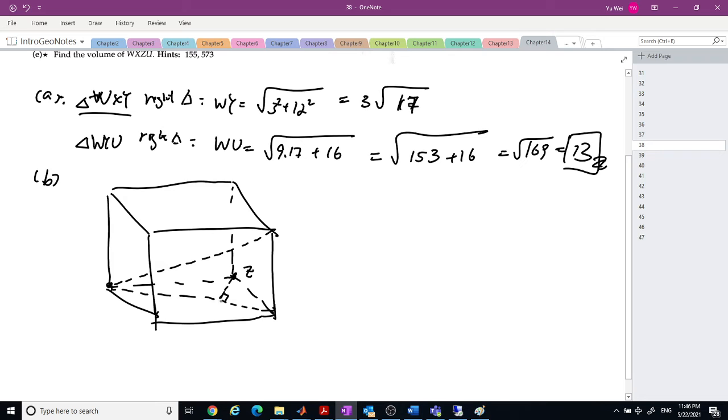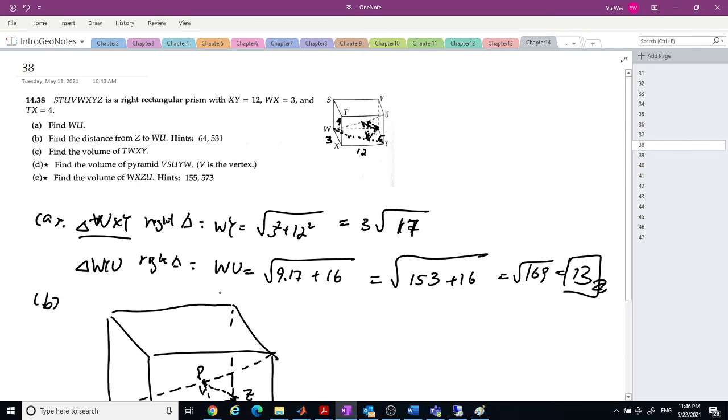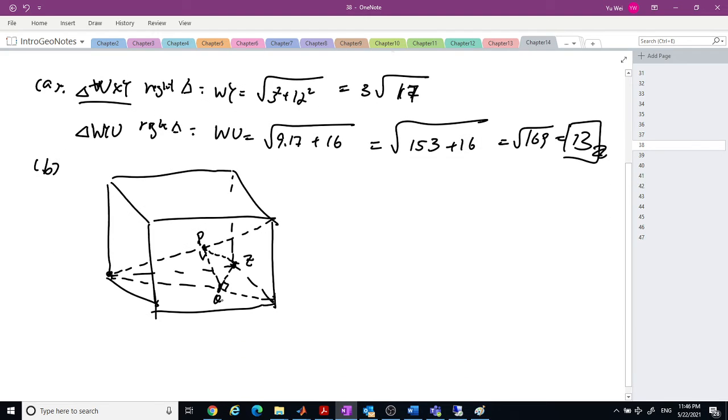Okay, so this one, okay, P. Okay, so now we can see the PQ, okay, so we can see the ZQ is perpendicular to this edge and also perpendicular to this, so ZQ is perpendicular to this face.